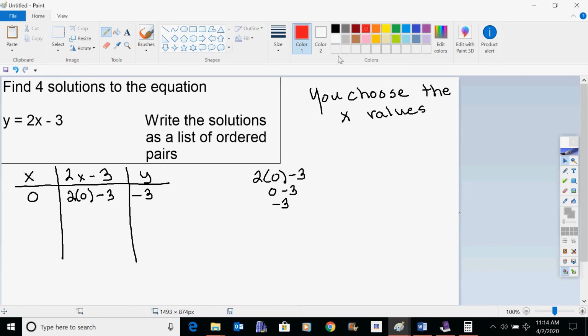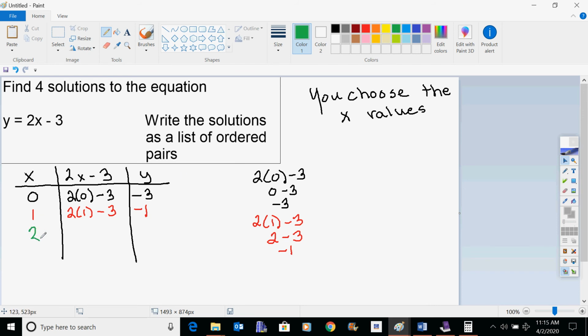You can pick another one. You can go in order or you don't have to. I'm going to pick a 1 here. 2 times 1 minus 3. I'm always using this same pattern. You're just putting in the x values. So 2 times 1 minus 3 gives me 2 minus 3, and 2 minus 3 gives you negative 1. There's value number 2. Value number 3.